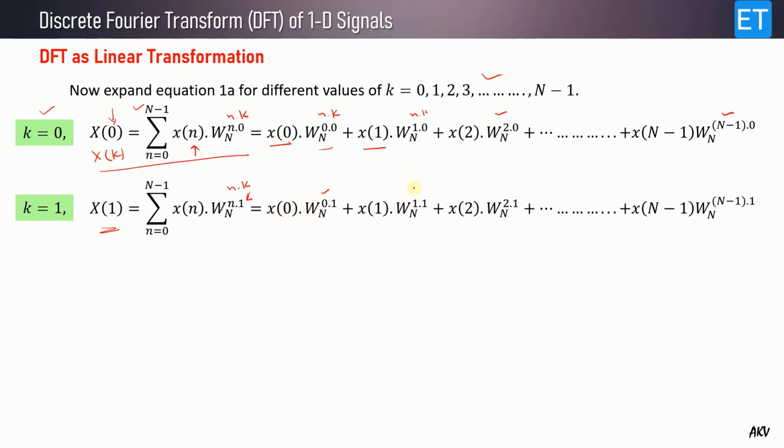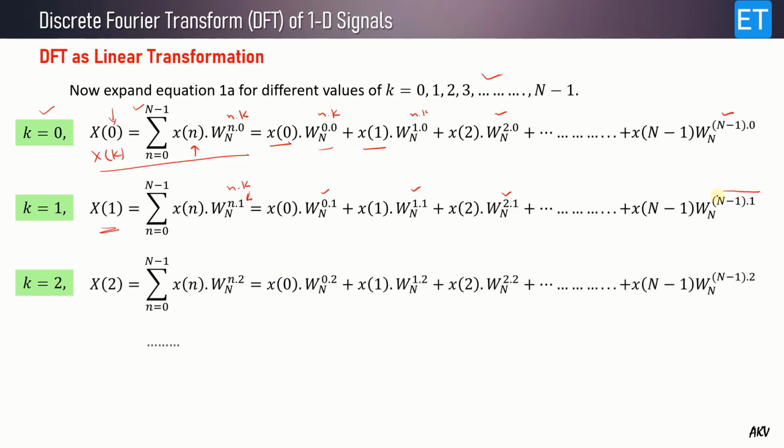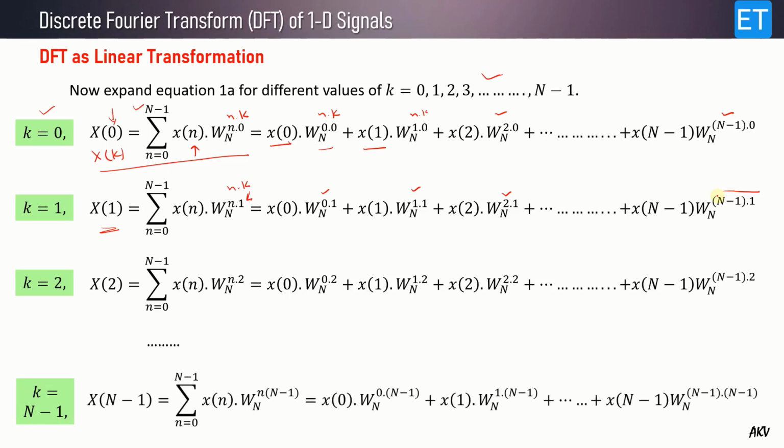So I am getting n equal to 0, n equal to 1, n equal to 2, k is same, 1, 1, 1 everywhere till n minus 1, n equal to n minus 1. Now similarly I will expand for k equal to 2 and then I can do it for k equal to n minus 1 also. So all these n expansions I can achieve like this. So just see these equations carefully.